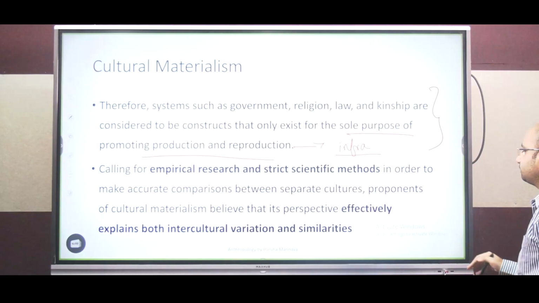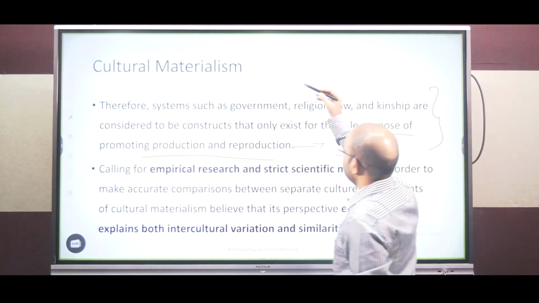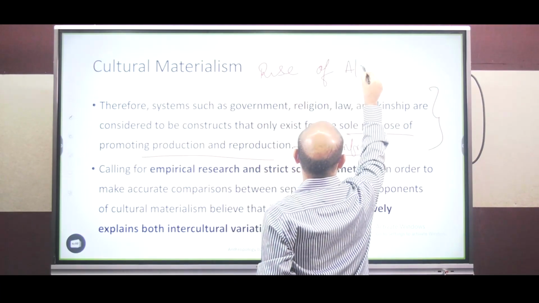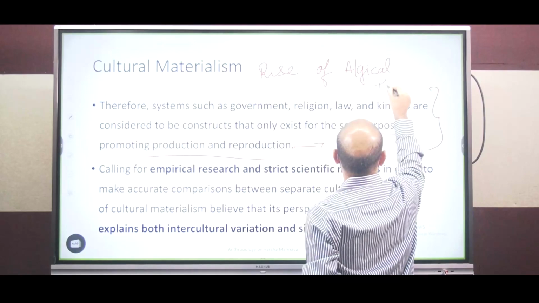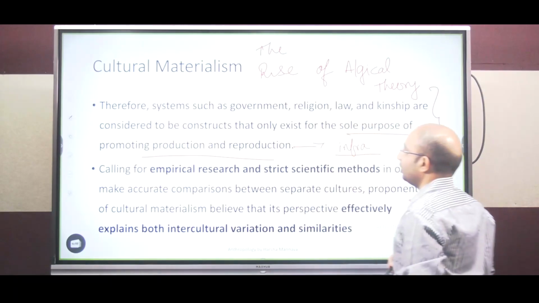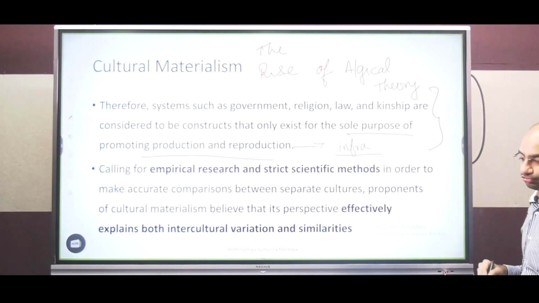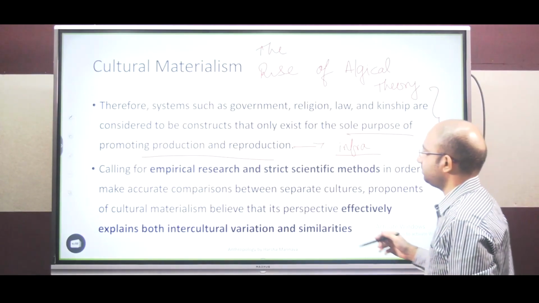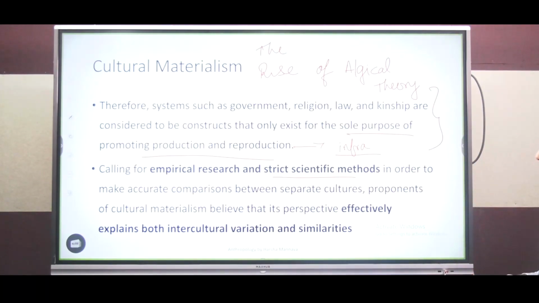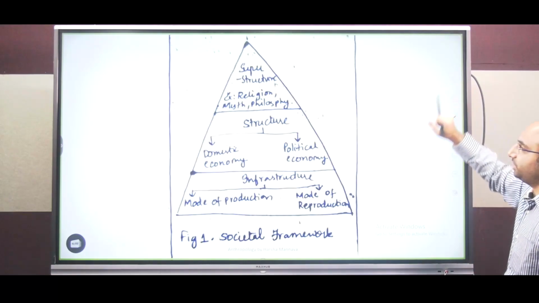Along with this, we find this approach in Marvin Harris's famous book, The Rise of Anthropological Theory. Marvin Harris strived to make anthropology as scientific as possible, and he believed that cultural materialism is the best way to introduce scientific rigor and more empirical or field research into anthropology. So he believed we can make anthropology more serious and more scientific if we follow the materialist approach.